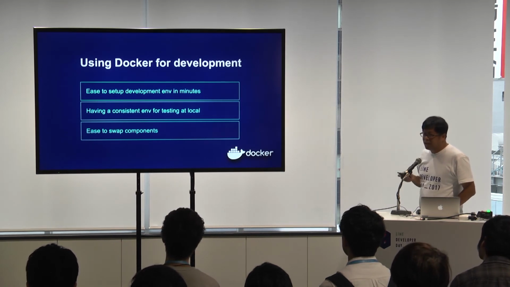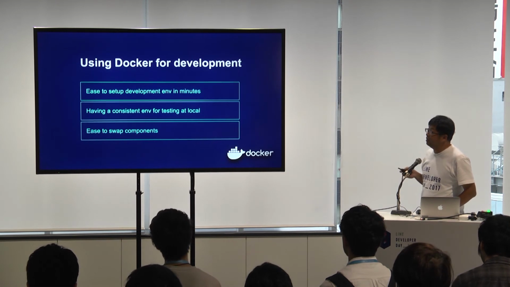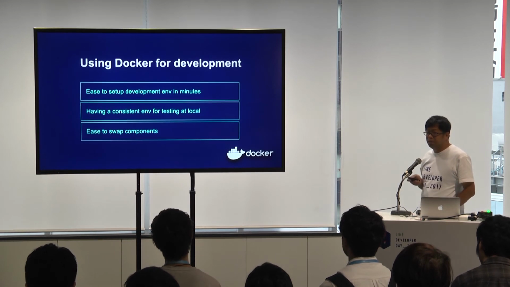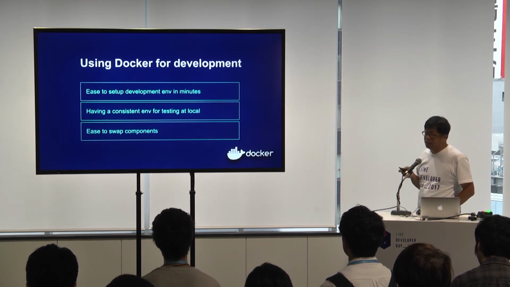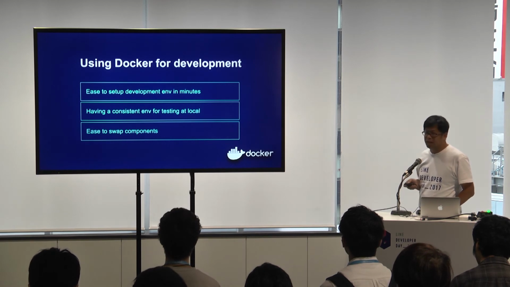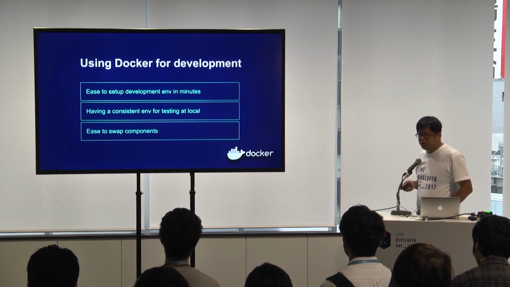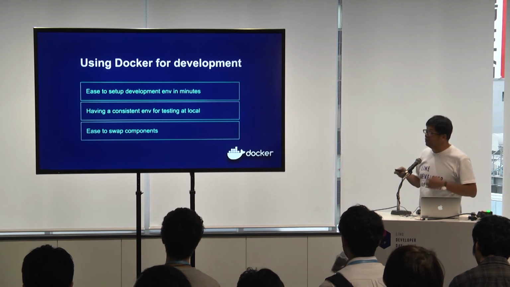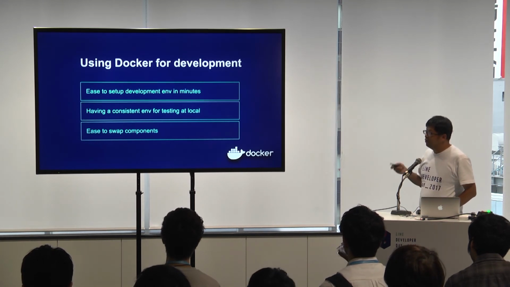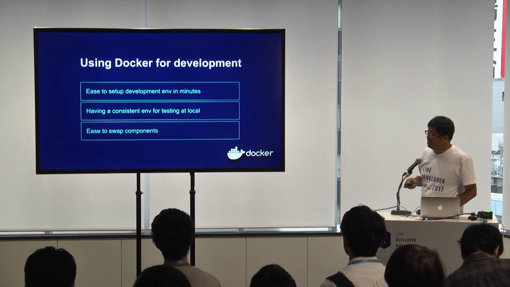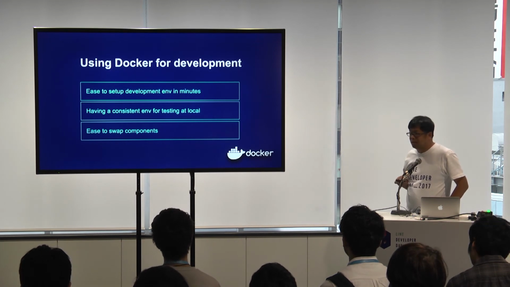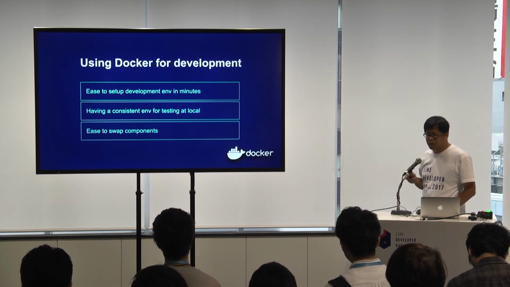With Docker, we can easily set up the development environment in minutes. How can we do that? We can package each service into a Docker image and deploy it to the Docker registry. If someone needs the image to run on a local computer, he can pull the image down and run it on his local computer. So we can have a consistent environment and testing locally.